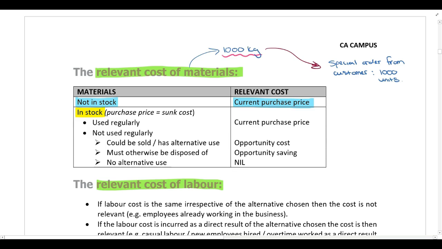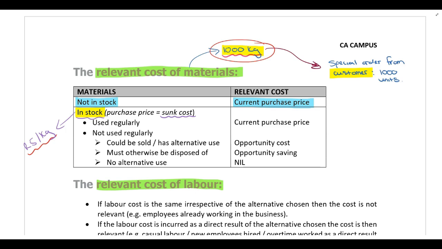Let's say, once again, we need 1,000 kilograms of material for this order from our customer. However, all 1,000 kilograms are sitting in stock, and we purchased the material for 5 Rand a kilogram. Now be careful, the relevant cost cannot be the 5 Rand per kilogram because that is a sunk cost. That is money that you spent in the past. If this material is already sitting in stock and we paid 5 Rand a kilogram for the material in the past, that is a sunk cost and it cannot be relevant. Because remember, relevant costs are future cash flows.